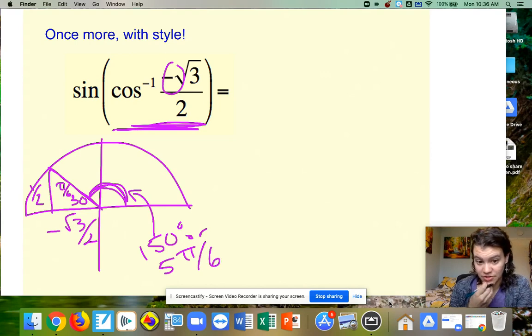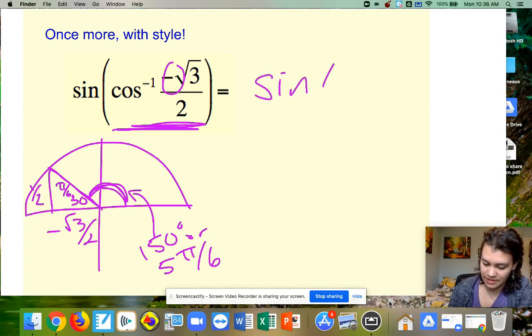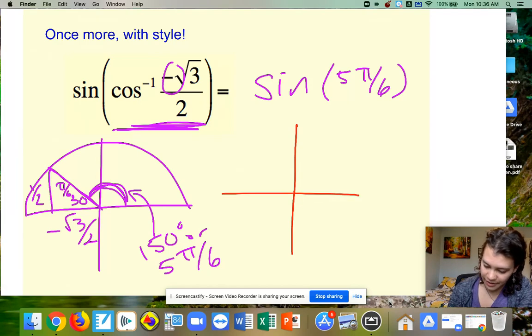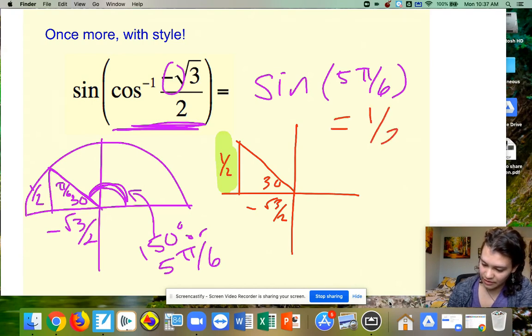So be careful when you do this, you don't just jump to sine of 30, because that would give you the wrong answer. So we end up getting sine of 5 pi over 6 here. You draw your unit circle again. 5 pi over 6 is right here. We have a half, negative root 3 over 2, because this is a 30. Sine is your y value, so your answer is going to be a half.